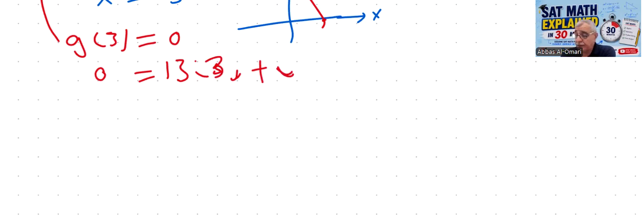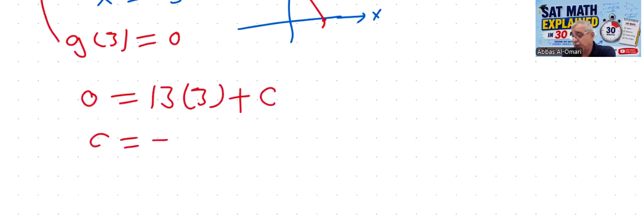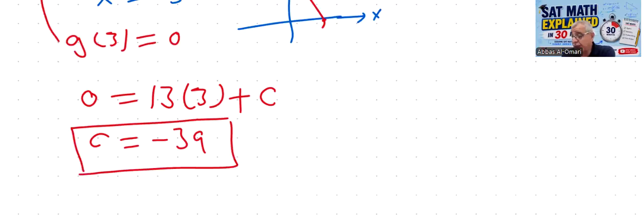Okay, I do it again. So g of 3 equals 0, so 0 equals 13 by 3 plus c. So from this equation, we can find that c equals minus 39. So this is the value of c, which satisfies that g of 3 equals 0.